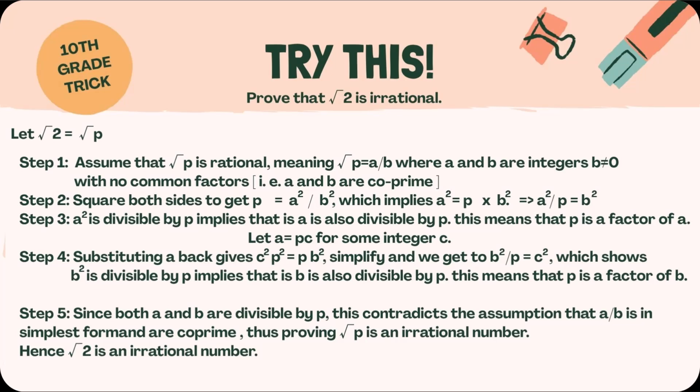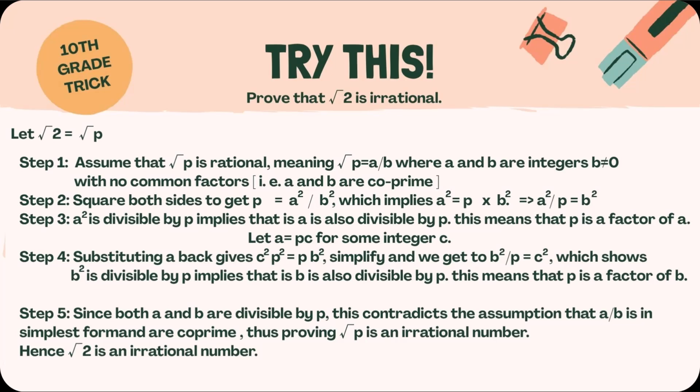That is step 2. Now a square is divisible by p. Correct? No, a square by p. So a square is divisible by p, which means what? a is also divisible by p. So if a is also divisible by p, that means what? p is a factor of a. p is a factor of a. So I can write a is equal to p into c for some integer c.